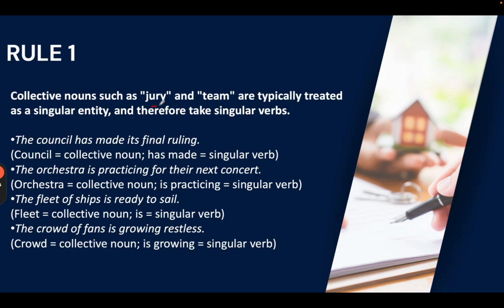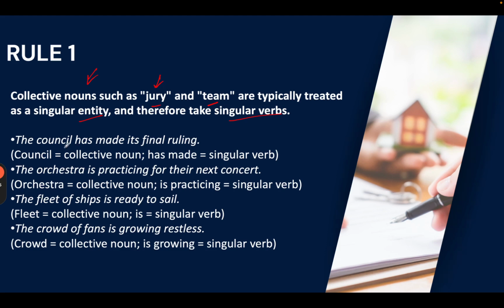Collective nouns such as jury and team are typically treated as a singular entity, and therefore they take singular verbs. So what are collective nouns? Basically, this is a name given to a group of people or things coming together. There are a lot of people, animals or things, whatever you want to call it, that come together and one name is given to all of them together, and that's called a collective noun. For example, jury. Now this definitely consists of more than one person, correct? But collectively we have given them a name called jury, and this is considered a singular noun, which will be followed by a singular verb.